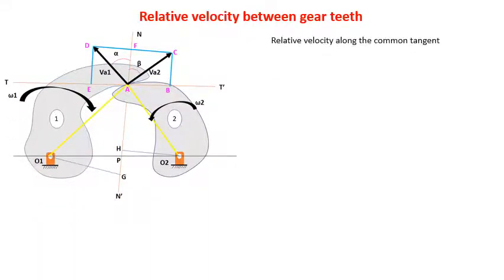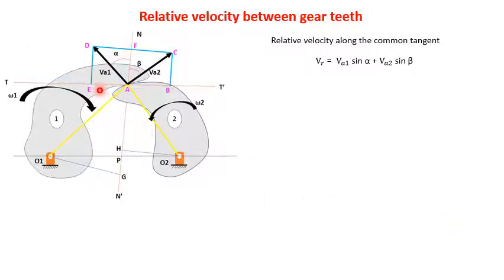Here, the relative velocity along the common tangent. So this is the common tangent, right? Along this common tangent we have to find the relative velocity between the two teeth. Relative velocity is represented by VR. So here VR is nothing but relative velocity: VA1 sin alpha plus VA2 sin beta.